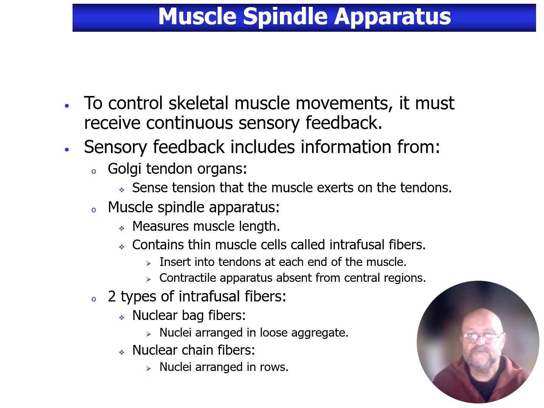So these intrafusal fibers attach into the tendon at either end of the muscle, so they run the whole length of the muscle. And their contractile apparatus is absent from the middle part of them. Instead, they have fibers which are referred to either as nuclear bag fibers or nuclear chain fibers. Now, our need to know all about the inner structures of nuclear bag and chain fibers is not great at this point, but knowing that they exist and a little bit on how they are operating would be helpful.